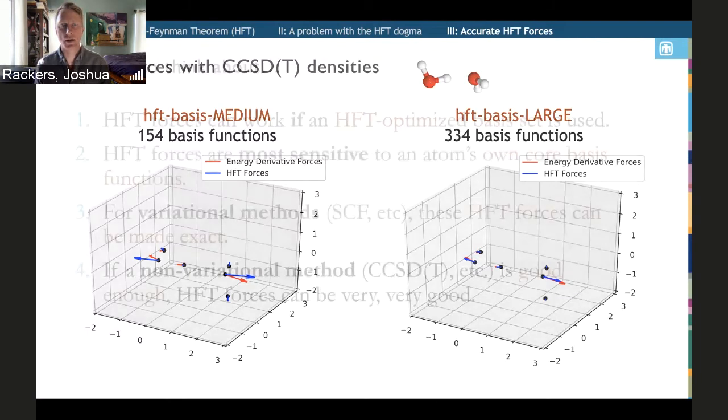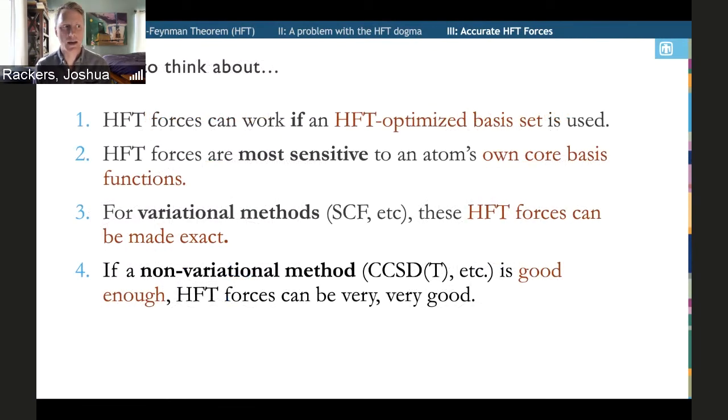It's saying a lot of things, so I'd like to just briefly give you my take on what I think these little tests are showing. And they're just suggestions, right? This is not an extensive test. But the first is that I think that we can make Hellmann-Feynman forces work if we optimize basis sets for them. Dunning basis sets and the like were optimized on energies. There's no reason to believe that they should be good for Hellmann-Feynman forces. Another thing that I've noticed is that the forces are most sensitive to every atom's own core basis functions, and would love to know people's ideas for if there are good ways to solve that problem.